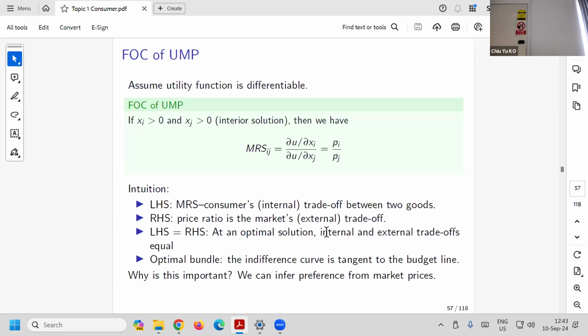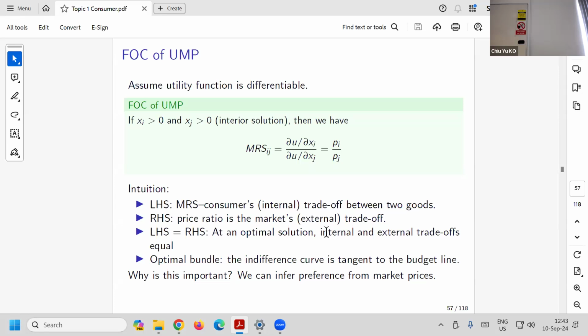The left-hand side is saying, if I take away 1 unit of I from you, how many units of J do I need to give to make you as happy as before? It's your internal trade-off, how it changes in your head without talking about money. Just utility. There's nothing about budget. It's yourself at the optimal point. That is your trade-off.